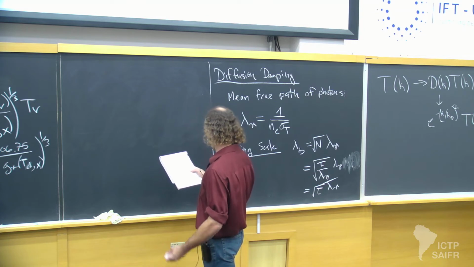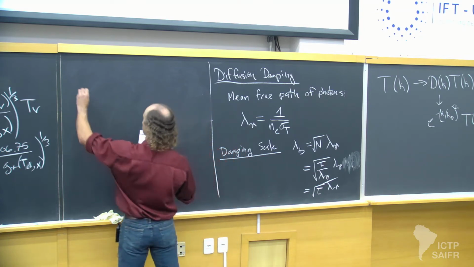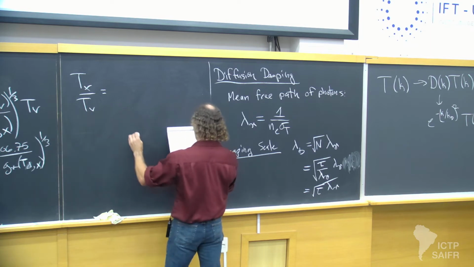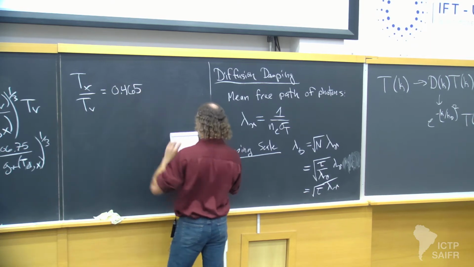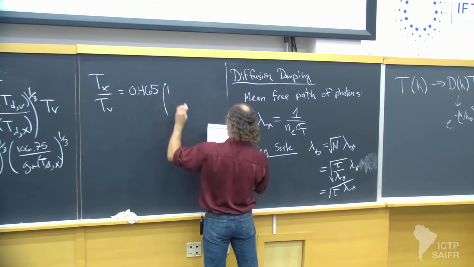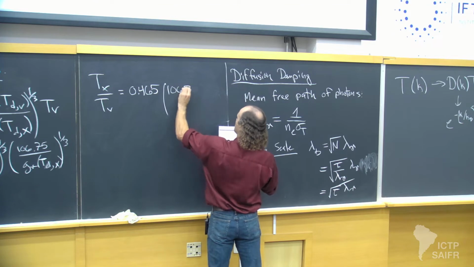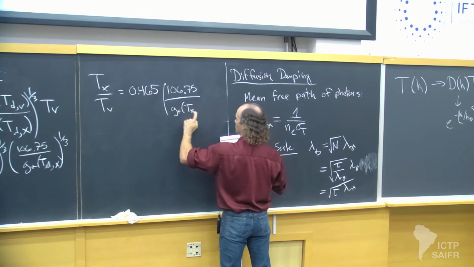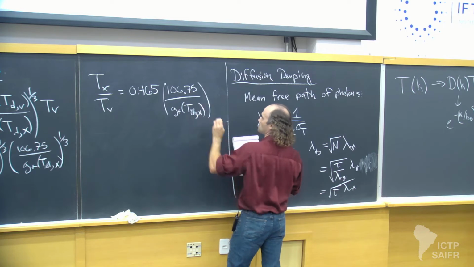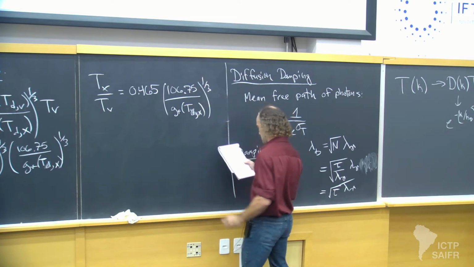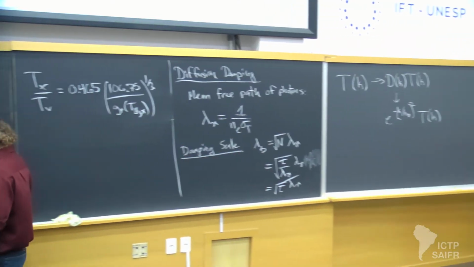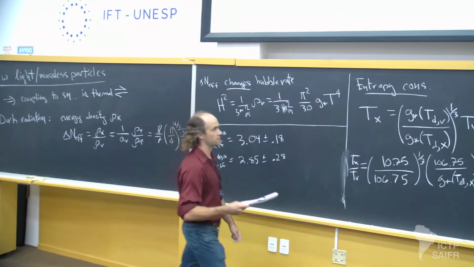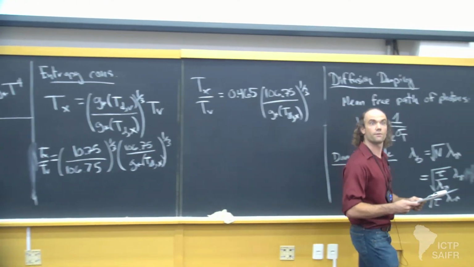And so then we can write Tx over T nu is equal to, okay, we just crunch the numbers in there. We get 0.465 times that 106.75 over G star Tx, T decoupling for x, to the 1/3. Okay, and so this now gives us our N effective just by plugging it into this formula and raising this guy to the 4th power, okay?